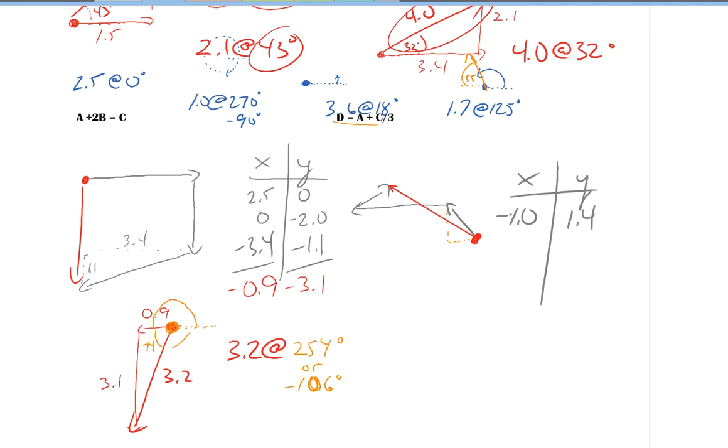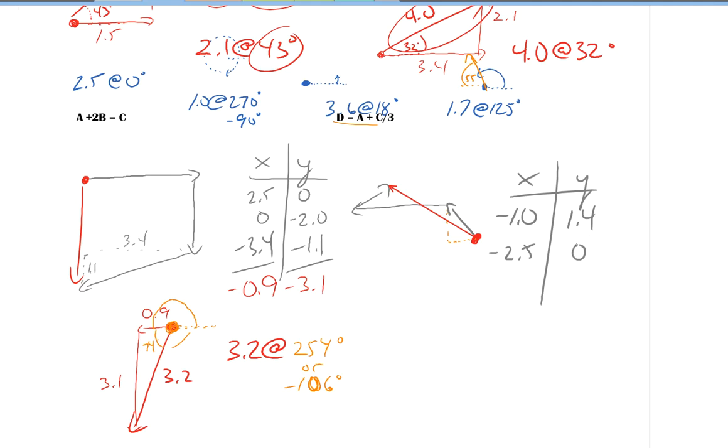Move to the second vector, the negative a vector. My a was 2.5 long, that's at the beginning there. It's 2.5 long, going straight sideways, and it's going to the left. So the x component would be negative 2.5. It's not going up and down at all, so the y component would be 0.